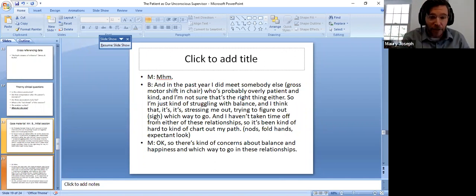about moving from vague to detailed, which is pretty natural, who's probably overly patient and kind. And I'm just not sure that's the right thing either. So I'm just kind of struggling with balance. And I think that it's stressing me out, trying to figure out which way to go. So big sigh in response to thinking about which way to go, right? Which makes sense. Conflict, anxiety, which way to go.